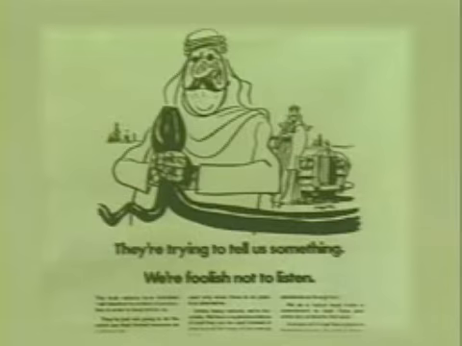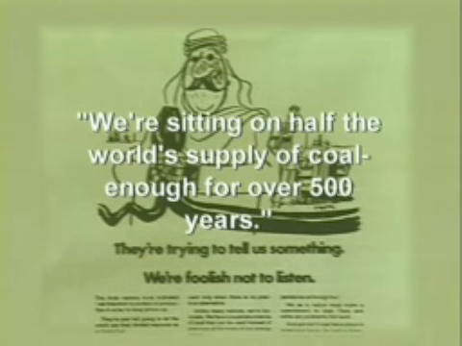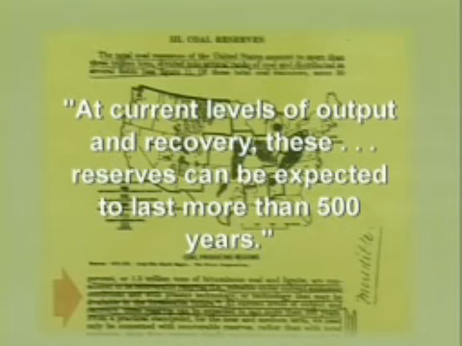Well, in the crisis back in the 70s, ads such as this appeared. This is from the American Electric Power Company. It was a bit reassuring, sort of saying, now don't worry too much, because we're sitting on half of the world's known supply of coal, enough for over 500 years. Now, where did that 500-year figure come from? Well, it may have had its origin in this report to the Committee on Interior and Insular Affairs of the United States Senate, because in that report we find this sentence: At current levels of output and recovery, these American coal reserves can be expected to last more than 500 years.